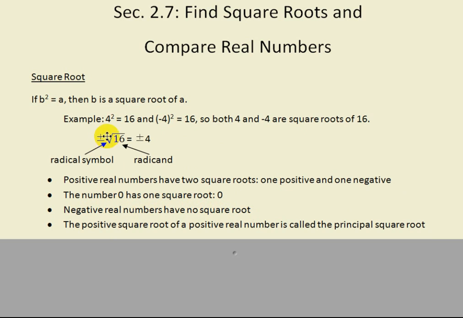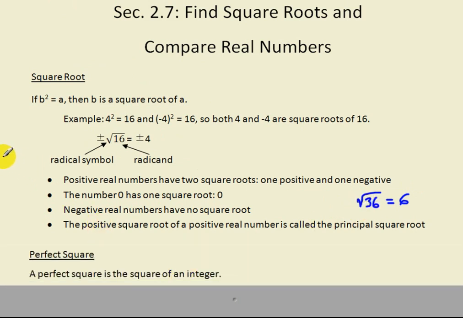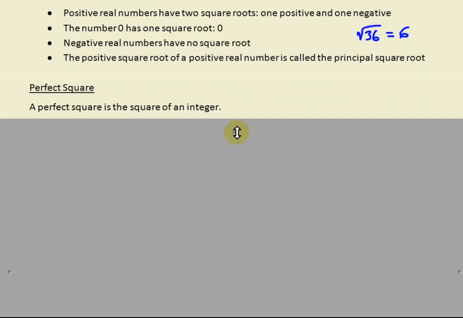Okay? And then when you see this radical symbol by itself, this is referring to only the positive square root of a positive real number, and that's called the principal square root. So when you see that radical 16 without the plus or minus, that's the principal square root that we're looking for. So if you see something like radical 36, this is the principal square root of 36, which is positive 6. But bear in mind, 36 itself does have two square roots, positive 6 and negative 6.